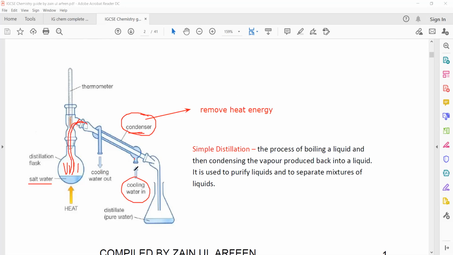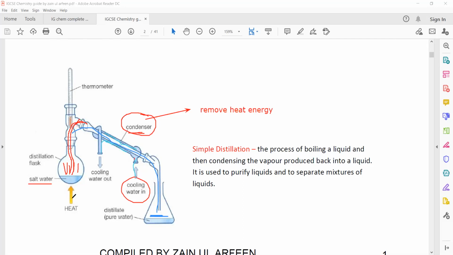The water which enters will move in this jacket around it, and this water in the condenser will absorb the energy from the water vapor. When it absorbs the energy from the water vapor, it will turn into liquid, and you will collect a liquid at this point. So it is similar to evaporation, but in evaporation we don't collect the water. Here first we evaporate the water, convert water into vapors, and then we condense the water, converting it back from vapors to liquid state.